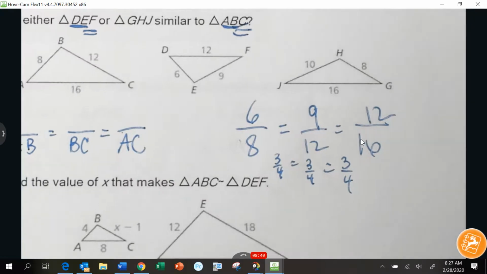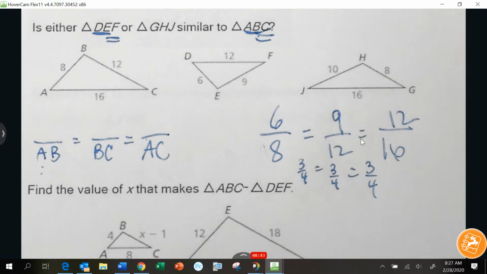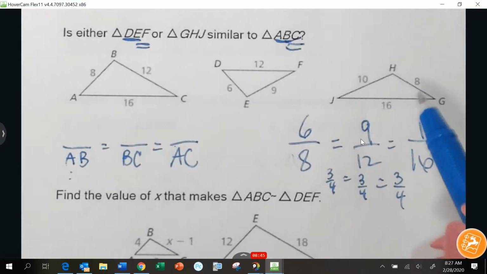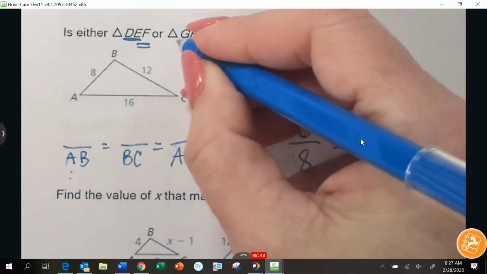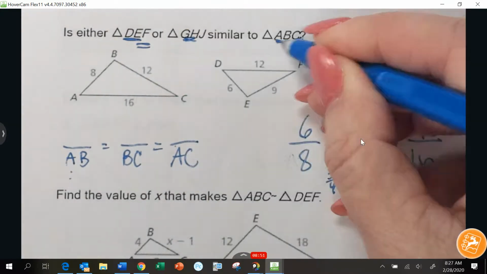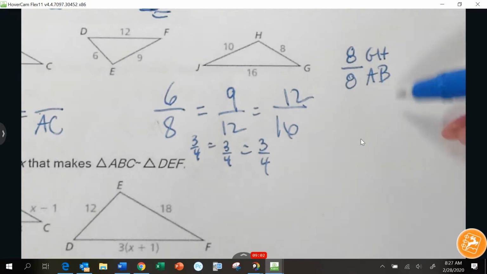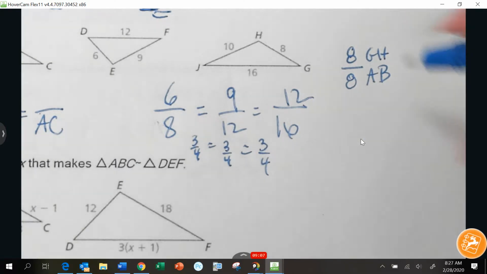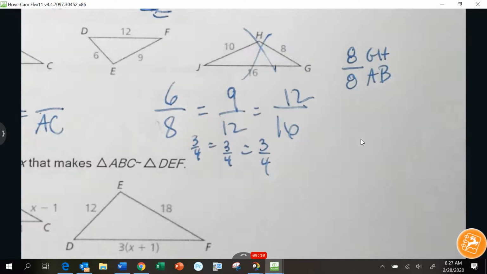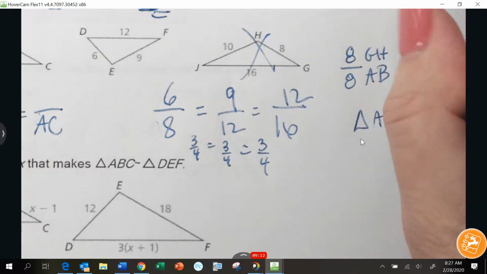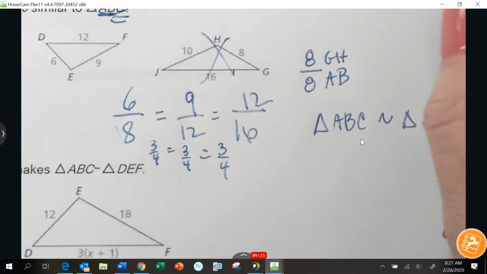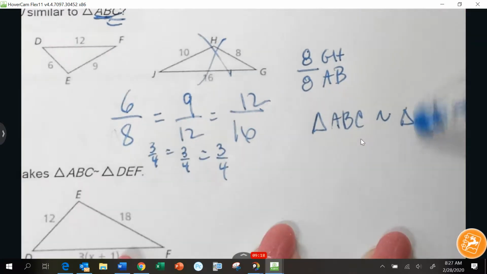Just in case they're playing a trick on me and there's more than one answer, let me check a side. Maybe I'll check GH with AB. There's GH, 8. If I did GH over AB, oh, I'm off the screen. If I did GH over AB, does that also equal 3/4? No. So right there I can tell you it's definitely not that one. So triangle ABC is similar to triangle DEF. It's good to write it twice.